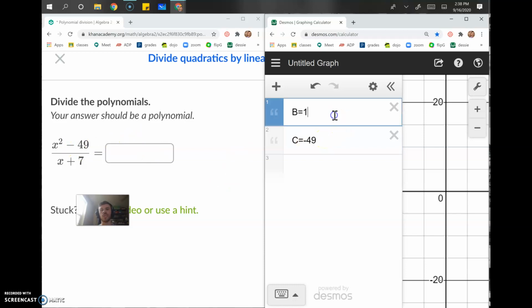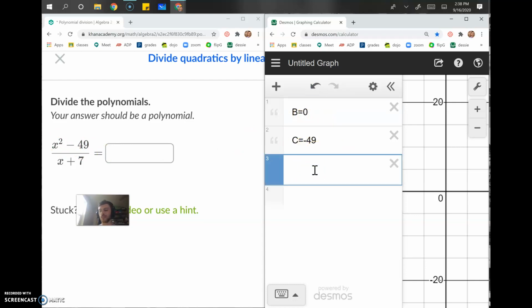Sweet. Well, what's b? Well, we know that b is the coefficient on the x term. Well, there is no x term. You're right. There isn't an x term. So, what just happened? What's the coefficient when there isn't an x term? 0. There's 0 x's. Cool. So, middle number is 0.